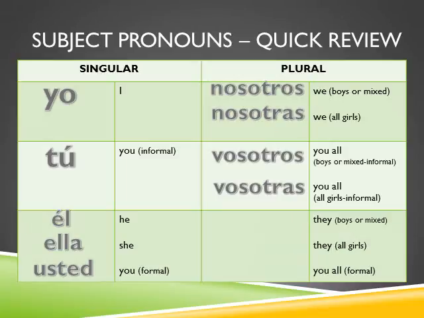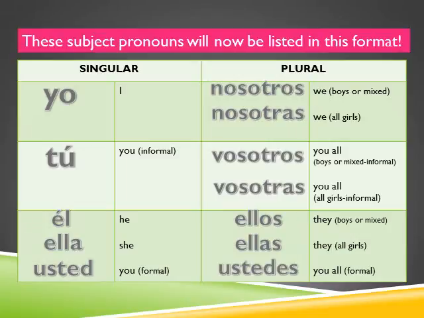Okay, then we have they with boys or a mixed group, and that would be ellos. A group of all girls, and we're talking to them, okay, that would be they, is ellas. And then the formal version of you all is ustedes, okay? So just an FYI, these subject pronouns are going to be listed in this format in this chart for the rest of the year, okay?